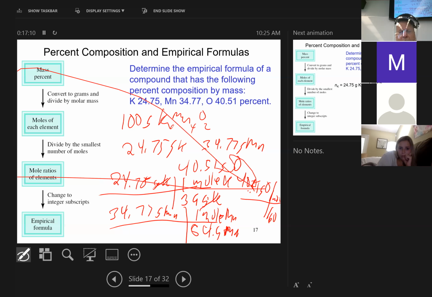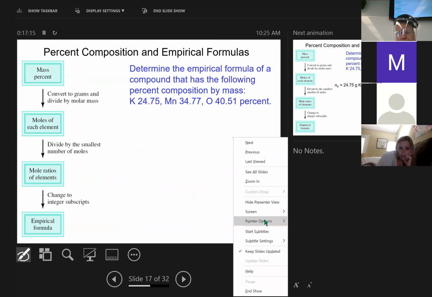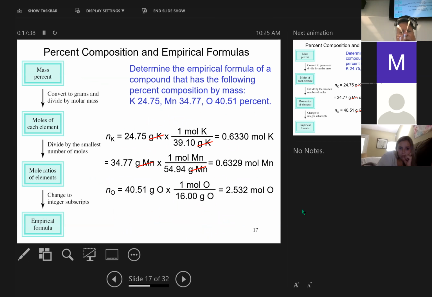So now what I'll do is I'll erase the board and we'll go back to the problem again. And you can see how this works. There you have the number of moles of potassium. That's the first part. The grams of potassium cancel. Then you have the grams of manganese. You have the number of moles of each. Now, what do you notice about the potassium and the manganese? What do you notice about the number of moles of each of those?